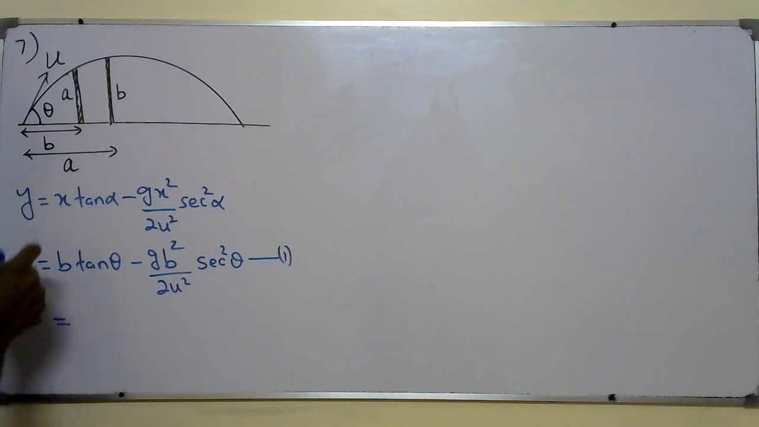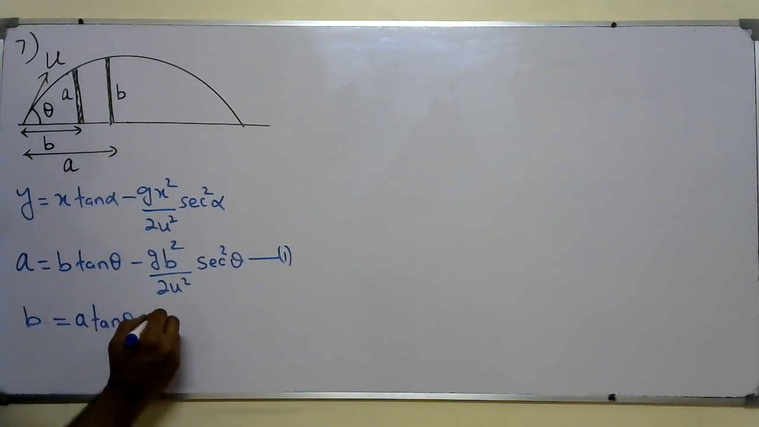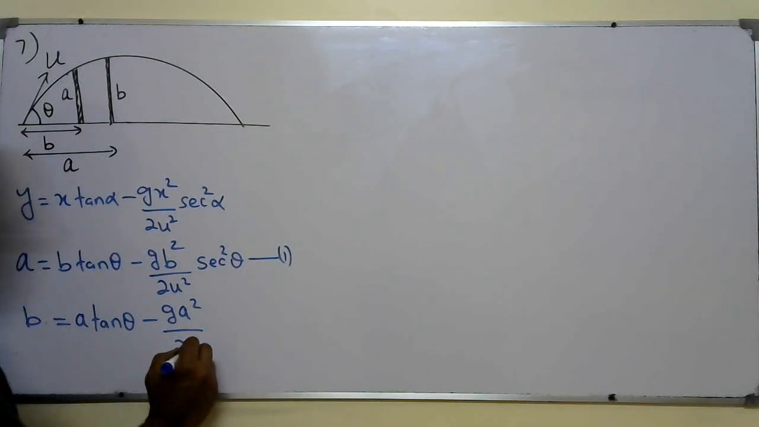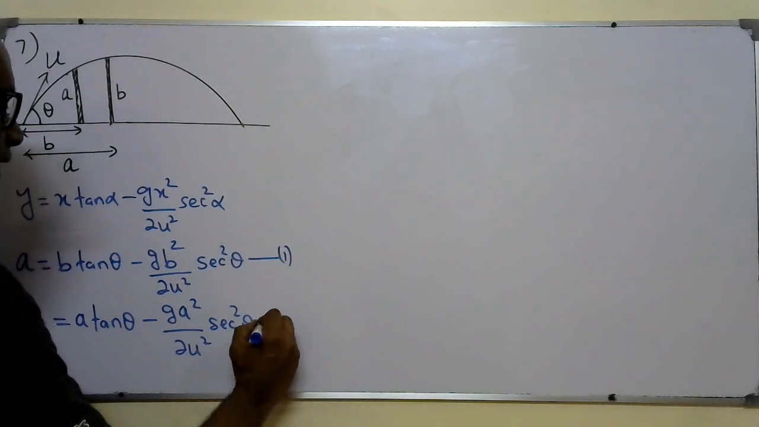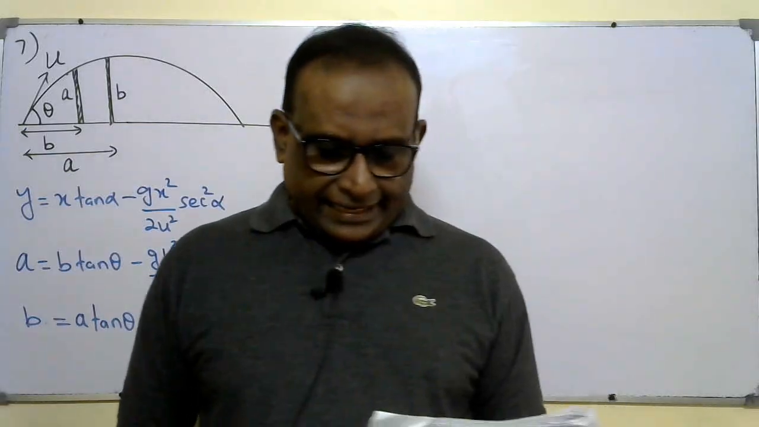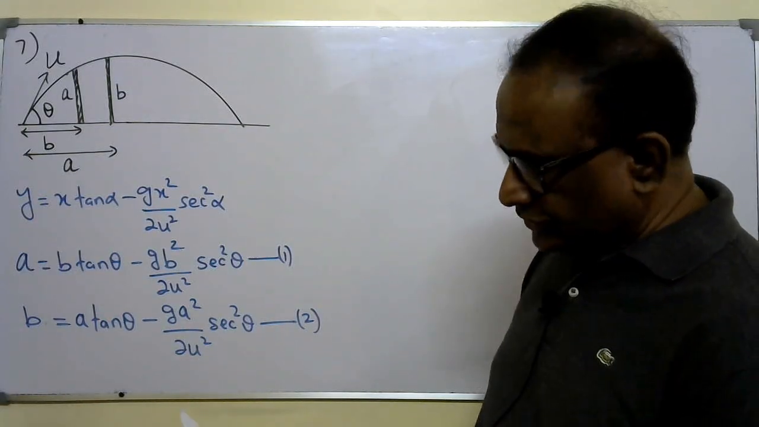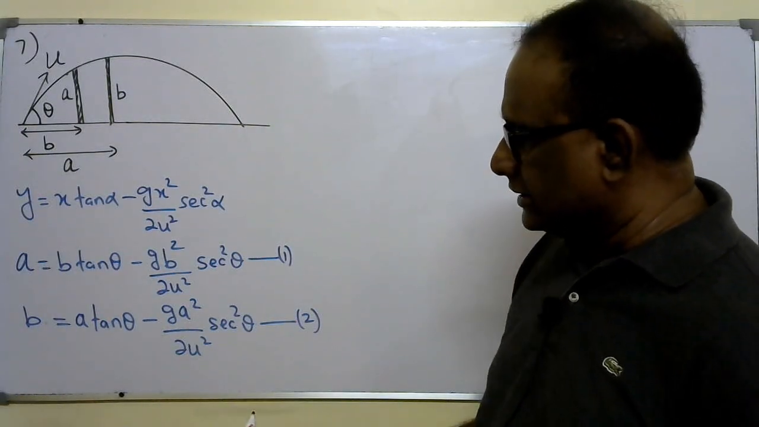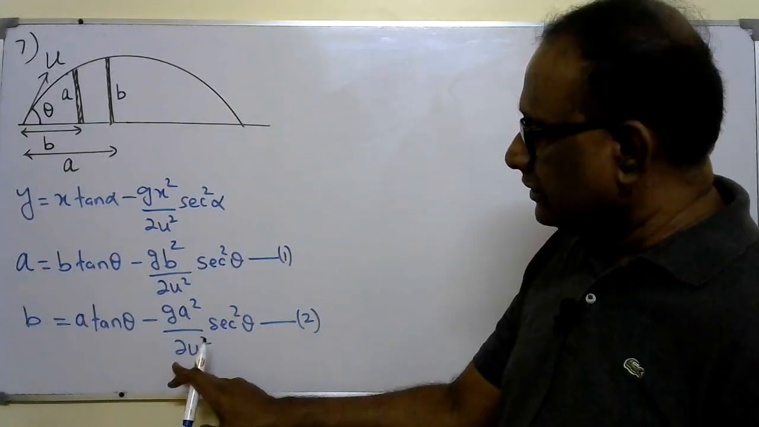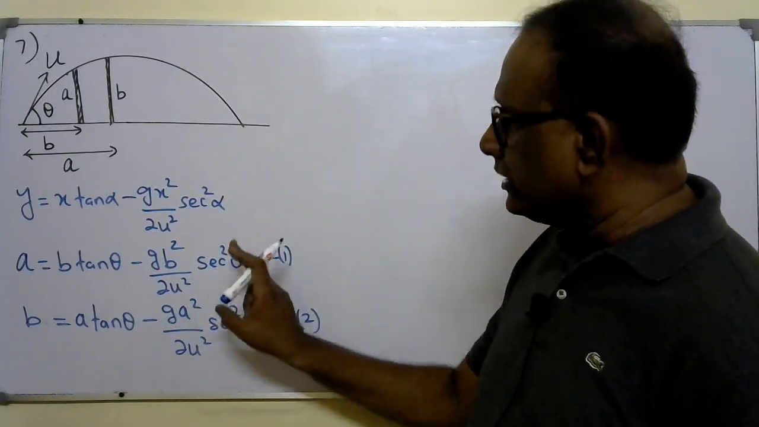So b is equal to, x will become a tan theta minus g a squared over 2u squared sec squared theta. That's the second equation, right? The question is a tan theta minus b. So that means a tan theta minus b is something we know, and the answer does not have sec squared theta, u squared, or g. So we have to eliminate g a squared over 2u squared sec squared theta and g b squared over 2u squared sec squared theta from the equation. That's all.